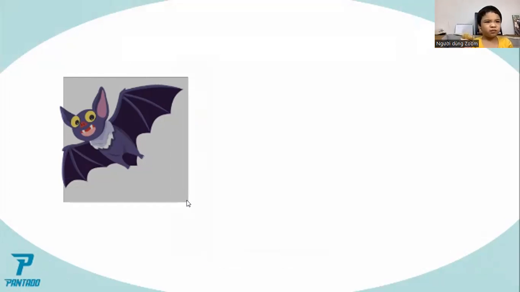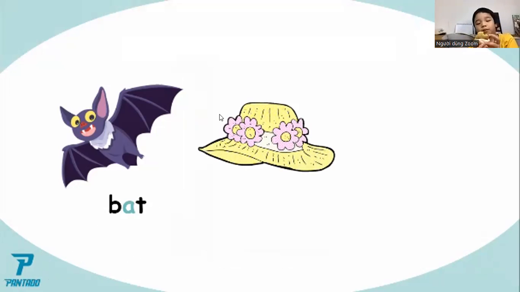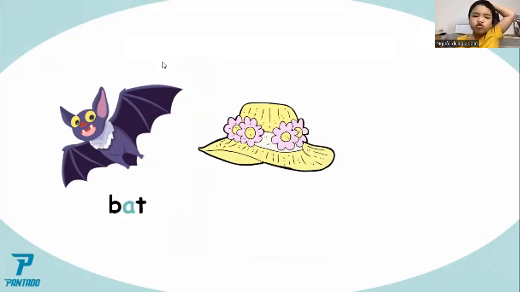Wow, what is this? Do you know the name of this one? Butterfly. Yes, it's flying. Okay, so this is bat. Bat, very good. How about this one? What is this, Seiko? So what do you call that one, the one that you put on your head? Hat. You say hat.